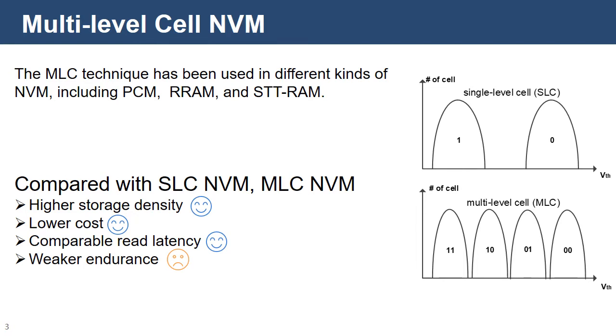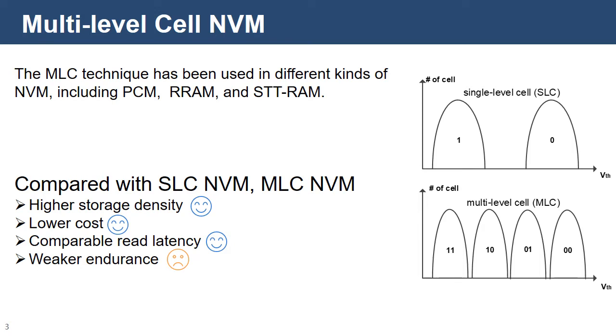In order to offer large space capacity and relatively cheap cost, device vendors often provide multi-level cell NVM. Single-level cell NVM stores 1 bit in a cell, and multi-level cell NVM stores 2 bits in a cell. The MLC technology has been widely used in different kinds of NVM. Compared with SLC NVM, MLC NVM has high storage density, low cost, and comparable read latency.